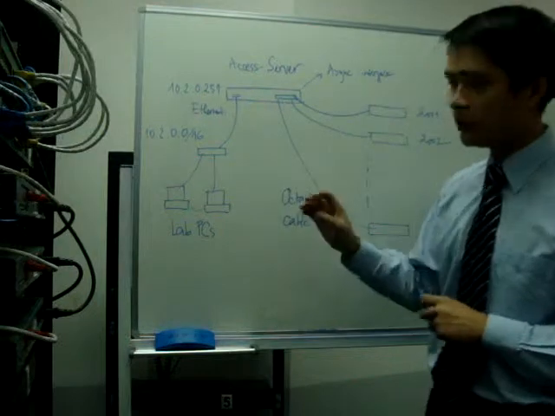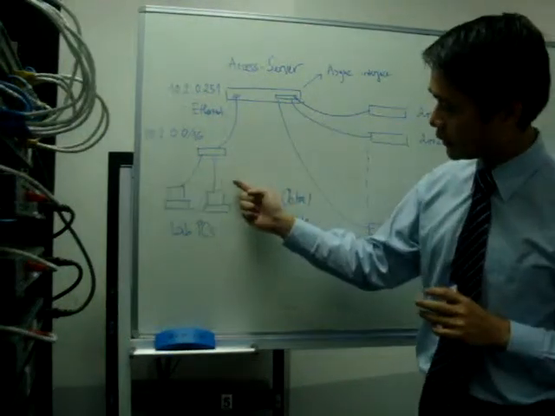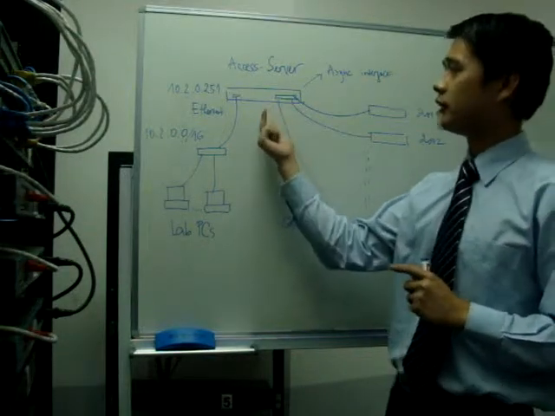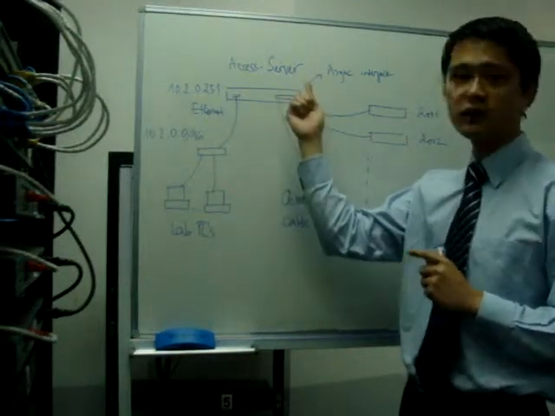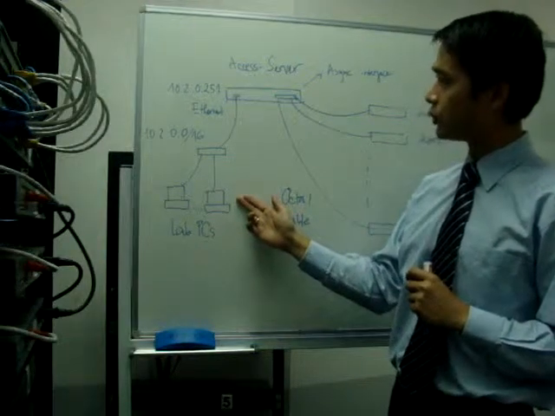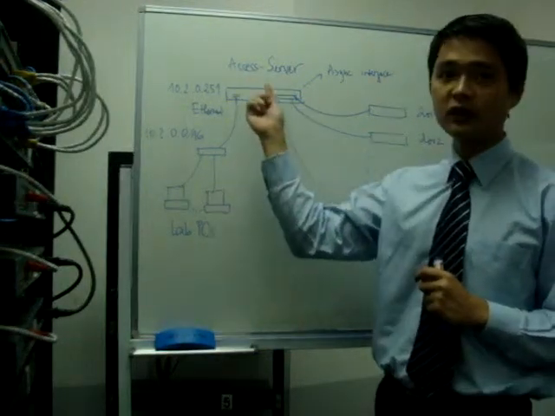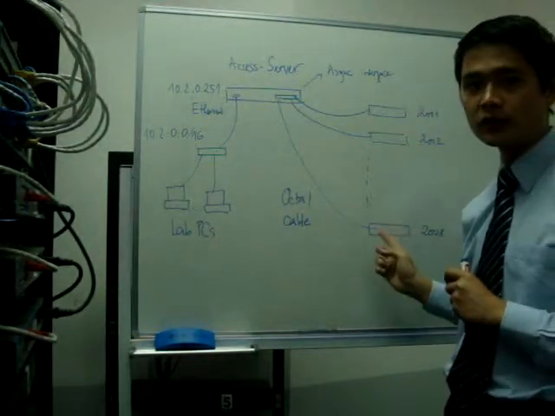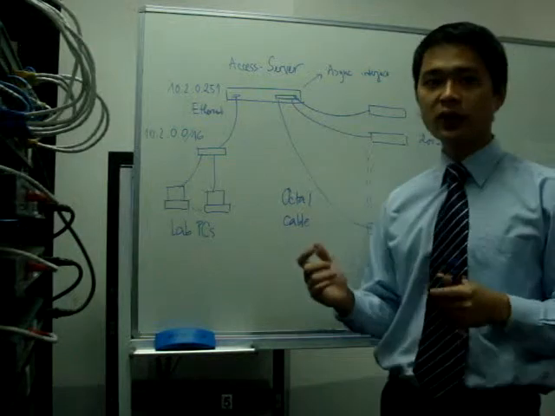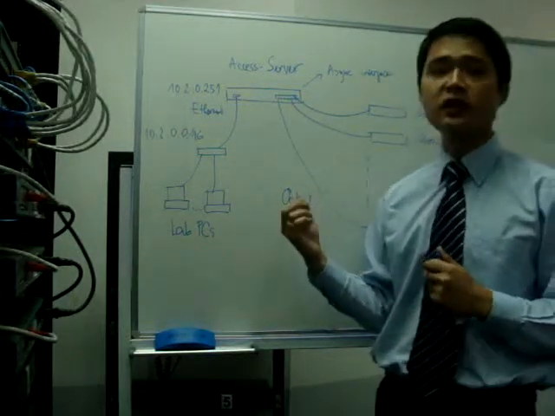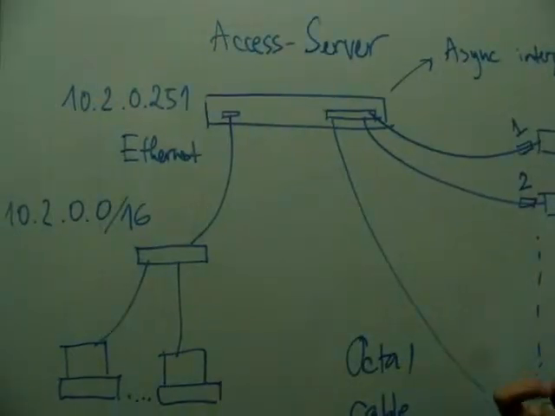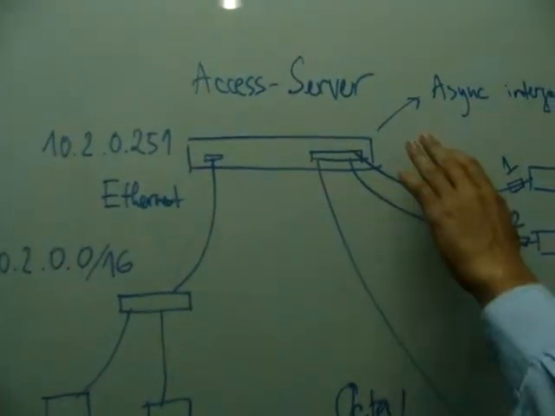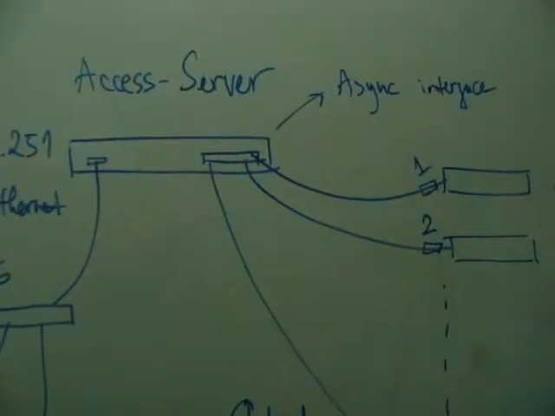Here, we don't connect the PCs directly to the routers, but we use the access server device. The PC will connect to the Ethernet interface of the access server, and the access server connects to the console port of the routers. Now how can you do that? Let me tell you something about the access server. It's just a normal router, but it is equipped with a special interface, which is an asynchronous interface.